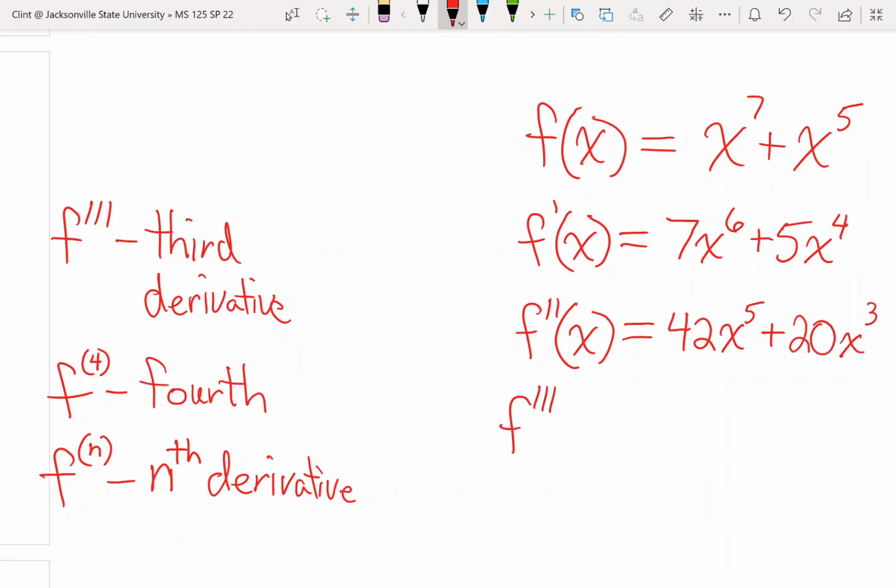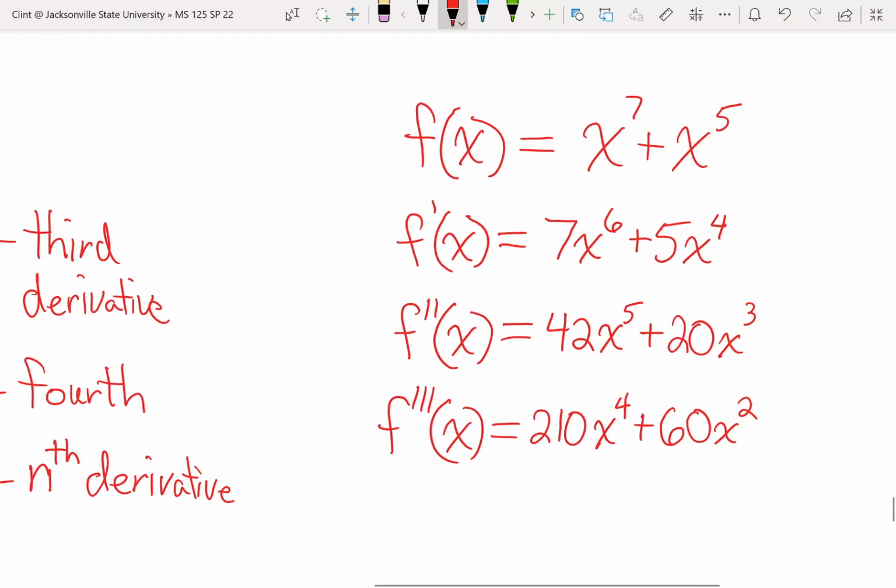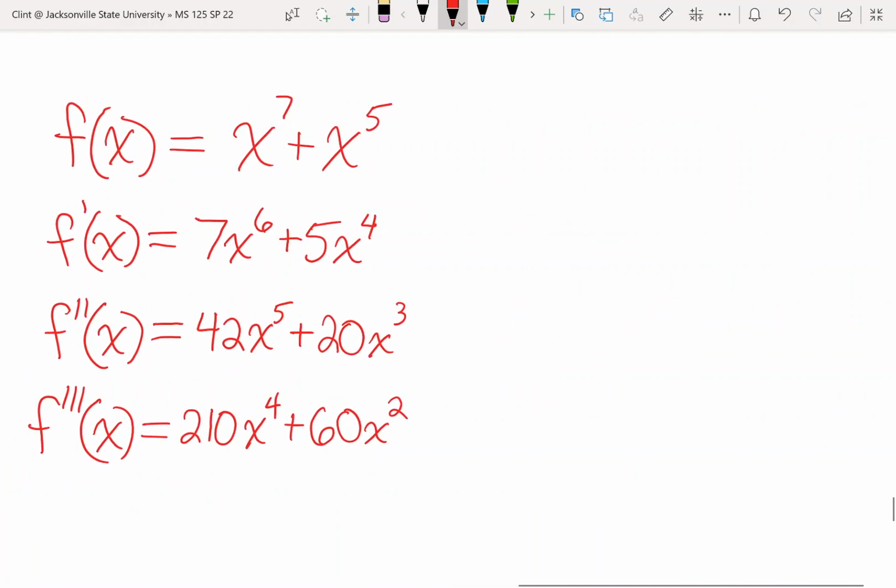The numbers might get a little big depending on what your coefficients are. So that's 210x to the 4th plus 60x squared. And you can keep going. One thing to take note of, though, and I picked one that was a little too big to use, so let's start with something with a smaller exponent.